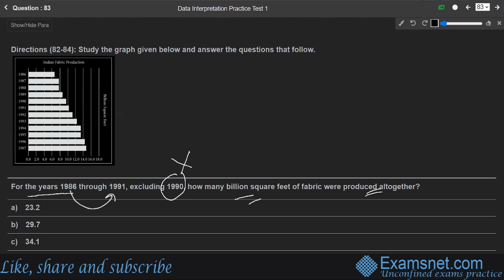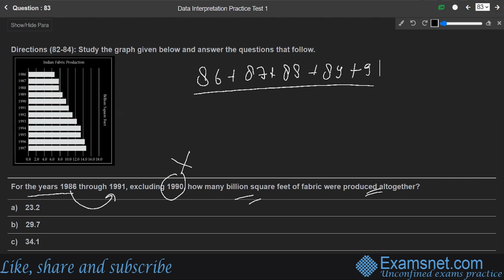So clearly, we are supposed to add the data for 86, 87, 88, 89. 90 is not included, so 91. So we have to add all these values, and that should be our answer. So let us add these values.